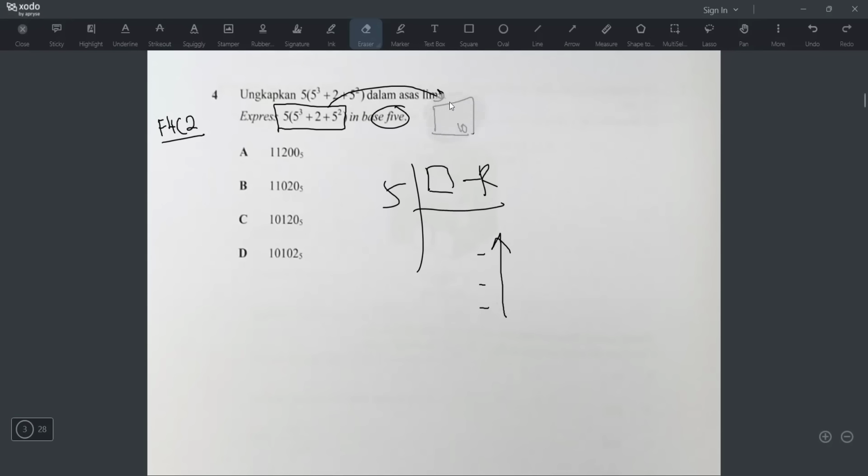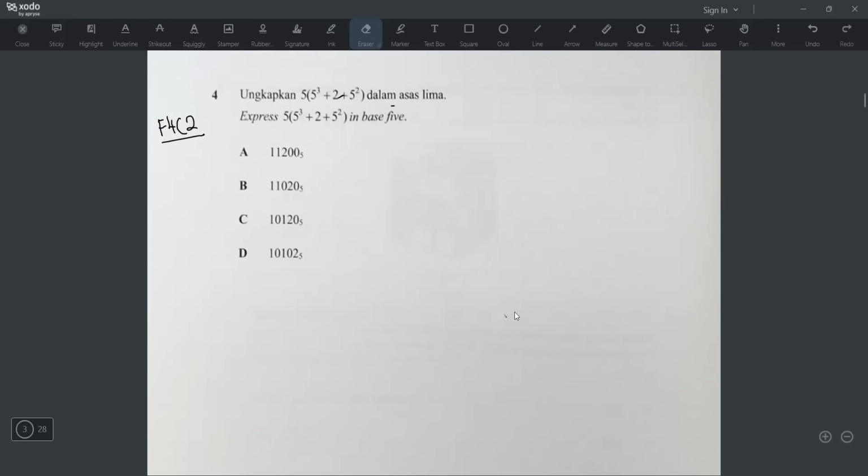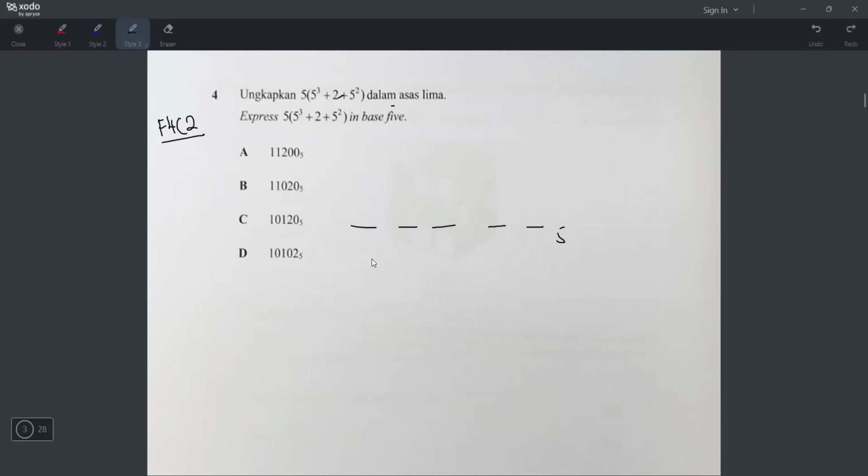And I'm not gonna do it like that. I will show you the fast way to do it. Okay, what's the fast way to do it? If they want the number in base 5, what is the place value for a base 5 number? So for example, if I have a base 5 number today, and let's say I have 5 digits. What would be the place value for this last digit right here? It will be 5 power 0, right?